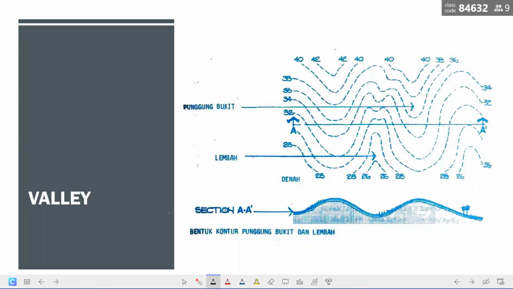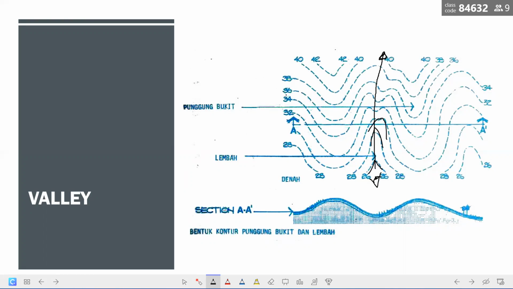Here is an illustration of ridges and valleys. Again, valleys tend to lead your eyesight to a certain focal point or to a certain direction, and consistent with the contour rule of thumbs, they form inverted V's along the valley line.